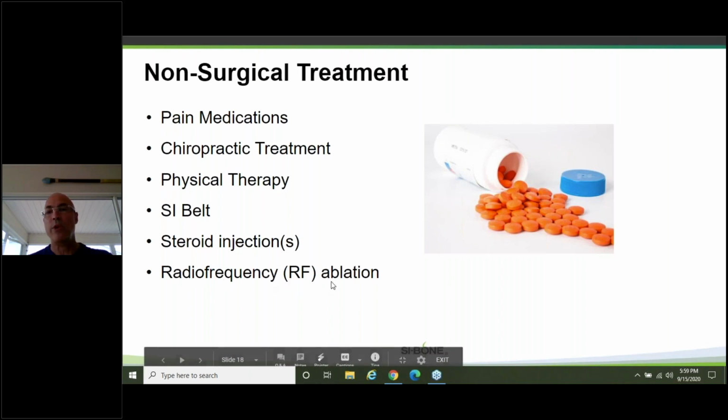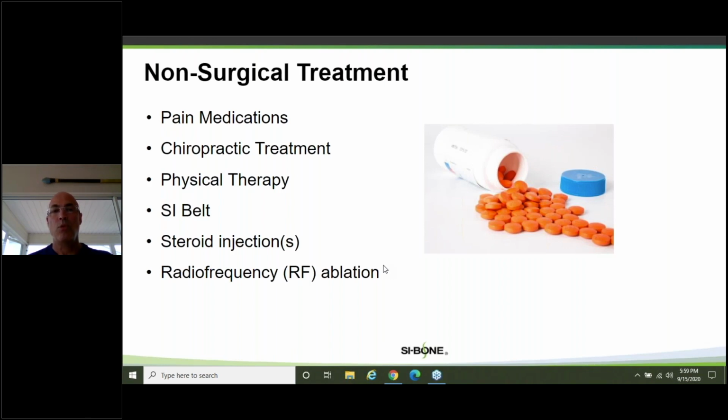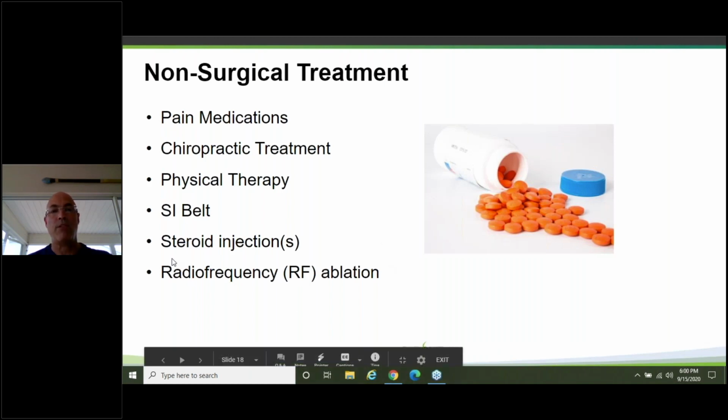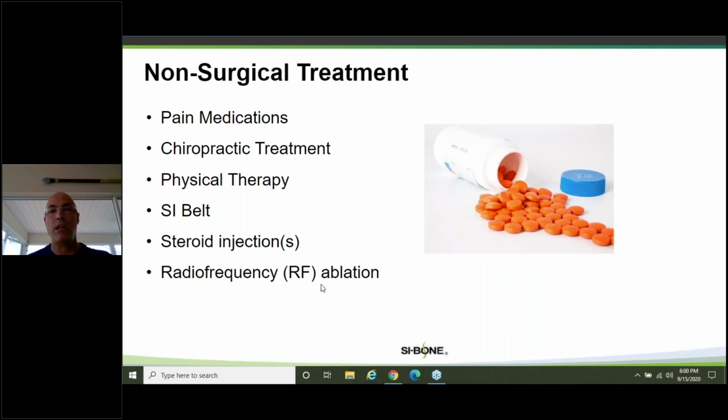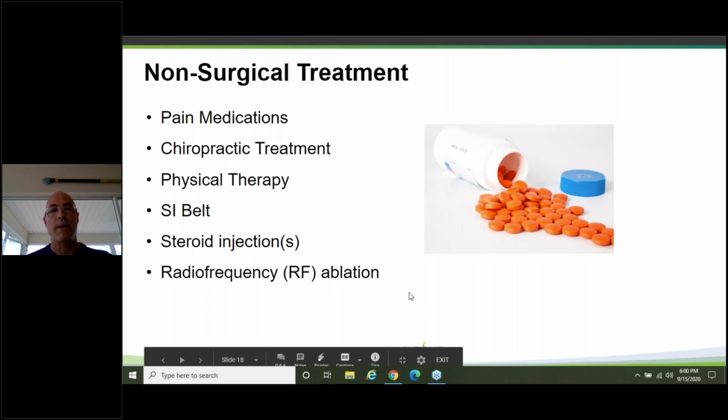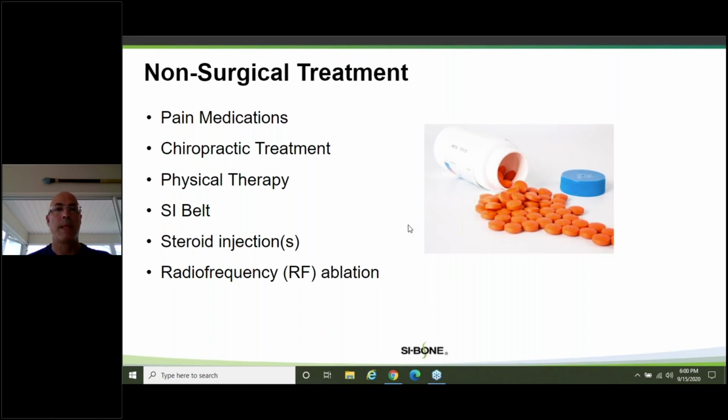Then there's radiofrequency ablation, and that's where you put small probes near the nerves that give sensation to the SI joint, and you either heat them or cool them to the point where they don't deliver a pain signal anymore. That is not a permanent solution. The nerves will heal and the pain will return. Typically, you get 6 months to a year. And it's also not as effective as some of the other surgical treatments that I will mention later.